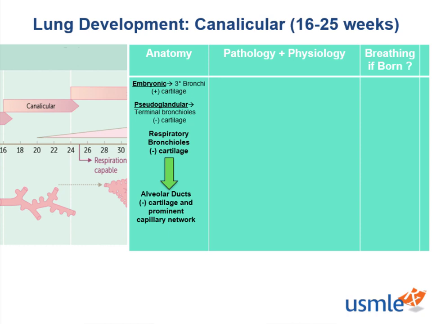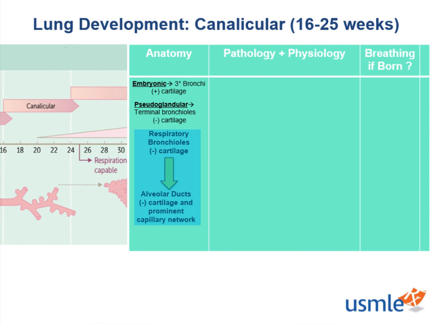This is a big stage of development, isn't it? Because we are getting close to gas exchange. With development of the respiratory bronchioles, we have now our first structure capable of gas exchange, as respiratory bronchioles have alveolar outpouches where gas exchange can occur, hence why they are called respiratory bronchioles.